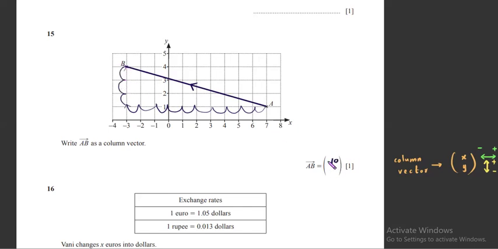10 to the left means it's going to be negative 10, because when we move to the left, it's negative. And we are moving up by 3 units, so we will have the 3. And as we are moving up, it's going to be positive. So it's going to be minus 10 and 3. That is the column vector.